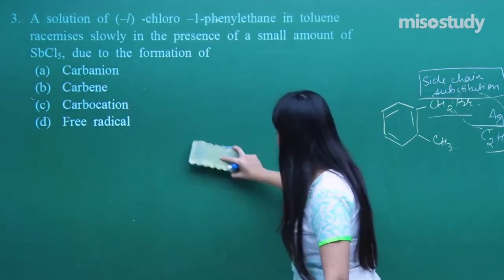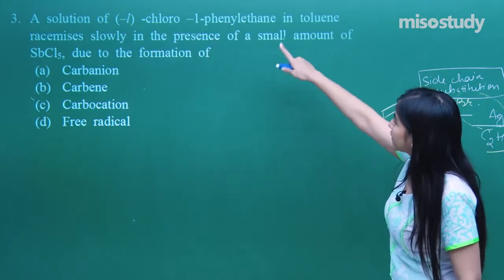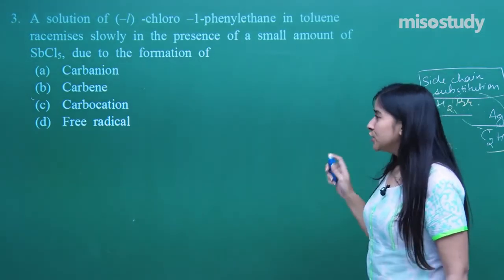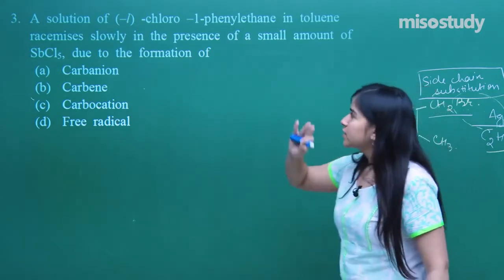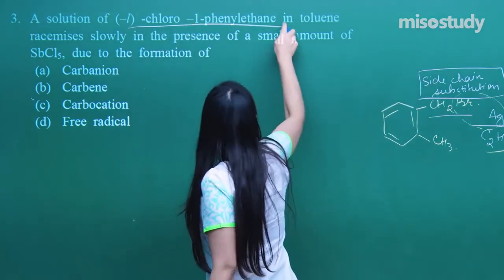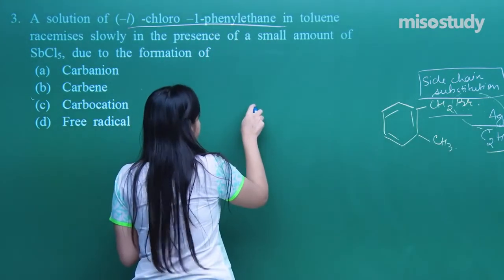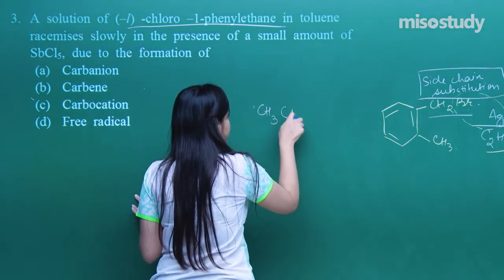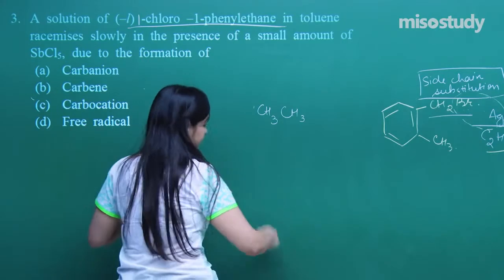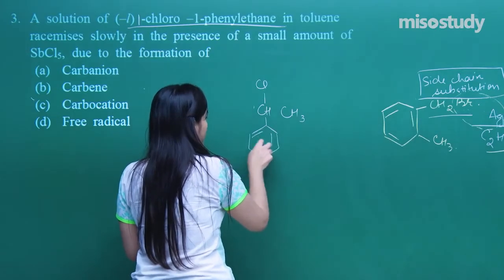What do we have? Okay, now a solution of L-chloro 1-phenylethane in toluene racemizes slowly in the presence of a small amount of SbCl5 due to the formation of. So basically you do not need to go into the detail of the reaction, but what you need to see is the solution here. So let us just draw the diagram. It is 1-phenyl ethane, that means I need eth, CH3, that is eth. It is 1-phenyl and it would be 1-chloro. So it is something like this. So that is the compound that we have.